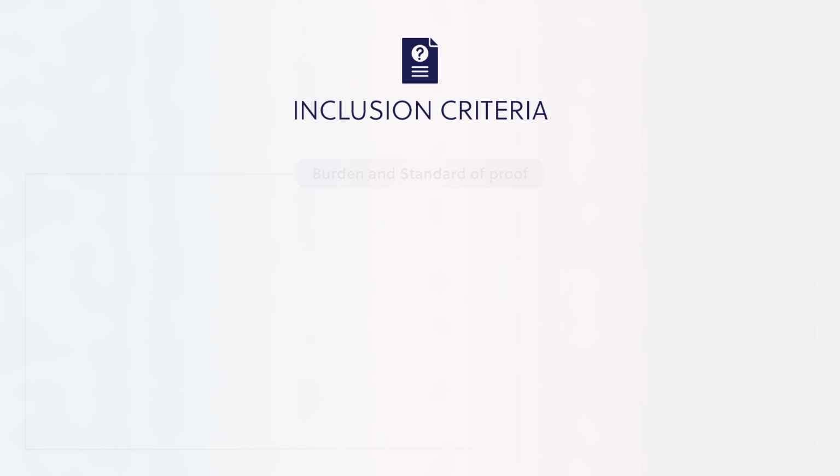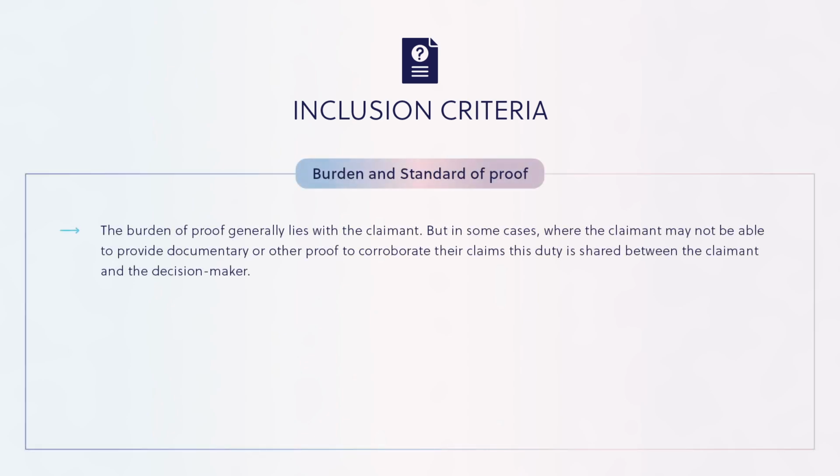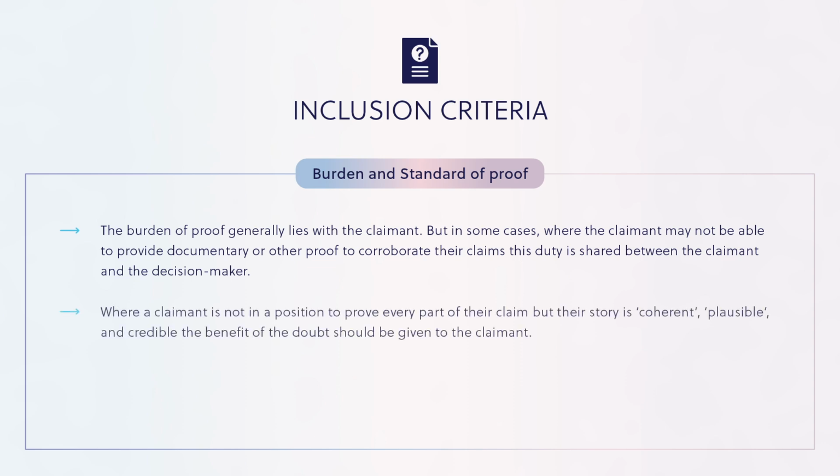Inclusion criteria. Burden and standard of proof. The burden of proof generally lies with the claimant, but in some cases where the claimant may not be able to provide documentary or other proof to corroborate their claims, this duty is shared between the claimant and the decision maker. Where a claimant is not in a position to prove every part of their claim, but their story is coherent, plausible, and credible, the benefit of the doubt should be given to the claimant.